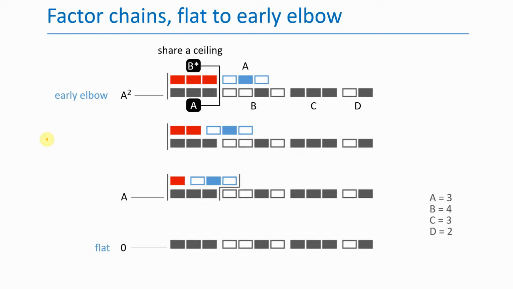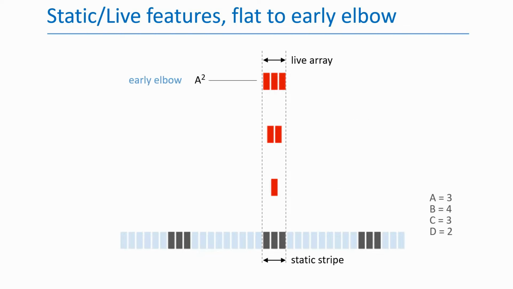Whenever the factor diagram shows a shared ceiling between the static and the live, it means that in spatial terms, one of the static features has the same width as one of the live features. Here are the static and live drawn spatially. By the way, just like last lecture, we're trimming off some excess dark space on either side.